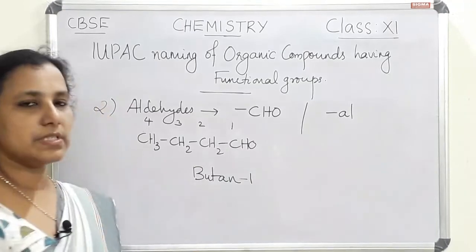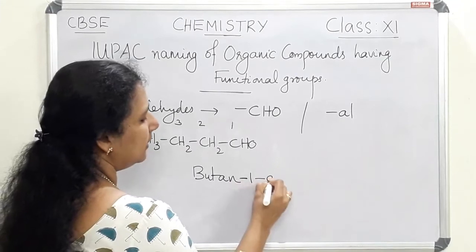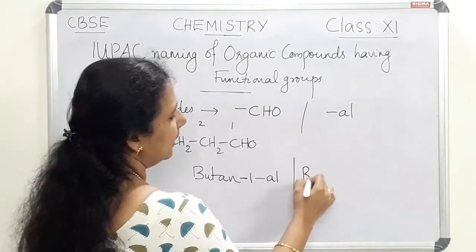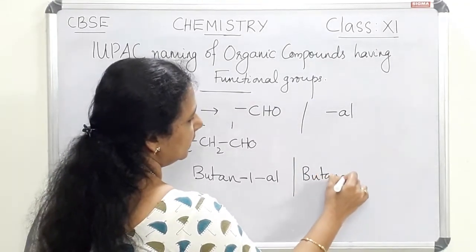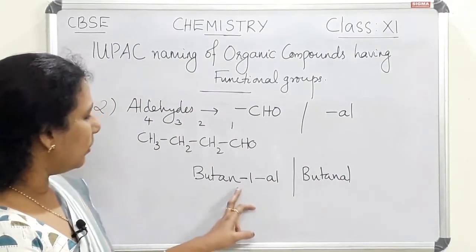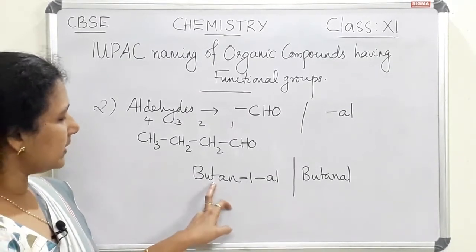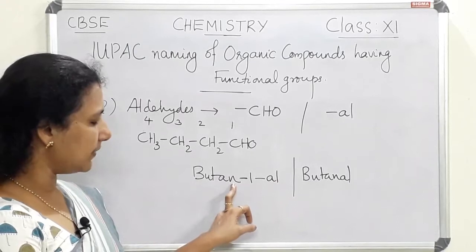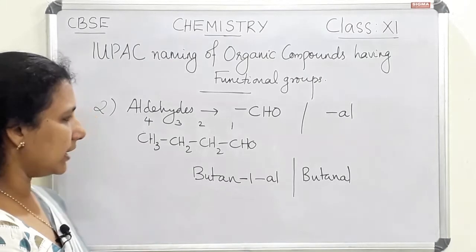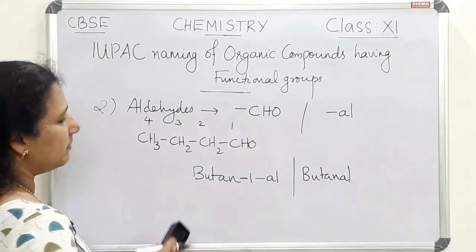Here the first position itself is the aldehyde group, so we can write butane-1-al. That is the IUPAC name, or we can write simply butanal. That is also the correct way of naming this compound. So butanal is also right, or otherwise we can write butane-1-al. Here the word root is but, -an is the primary suffix and 1-al is the secondary suffix. The secondary suffix is the functional group. If there is a functional group, we have to add the secondary suffix also. So let us name another compound.